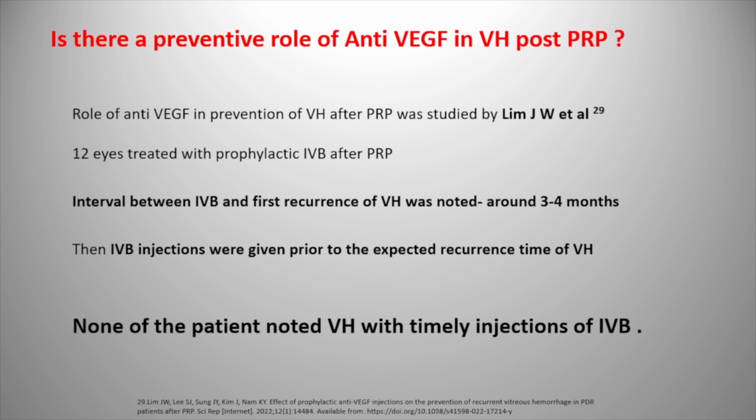Is there a preventive role for anti-VEGF in VH post PRP? One study by Lim JV et al. studied 12 eyes with prophylactic bevacizumab after PRP. The interval between intravitreal bevacizumab and the first recurrence of vitreous hemorrhage was noted, and it was found to be around 3 to 4 months. Thereafter, they gave intravitreal IVB injections prior to the expected recurrence of vitreous hemorrhage. With this protocol, none of the eyes developed a vitreous hemorrhage recurrence.